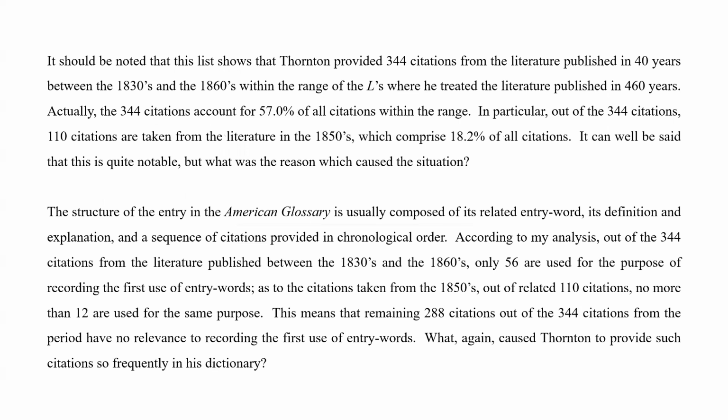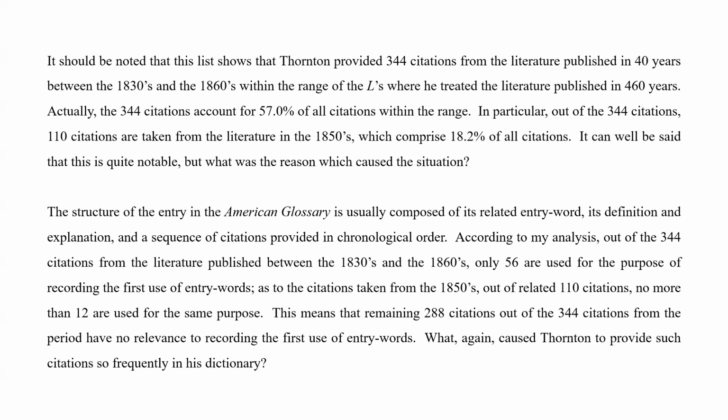It should be noted that this list shows that Thornton provided 344 citations from the literature published in the 40 years between the 1830s and the 1860s within the range of the L's, where he treated the literature published in 460 years. Actually, the 344 citations account for 57.0% of all citations within the range.